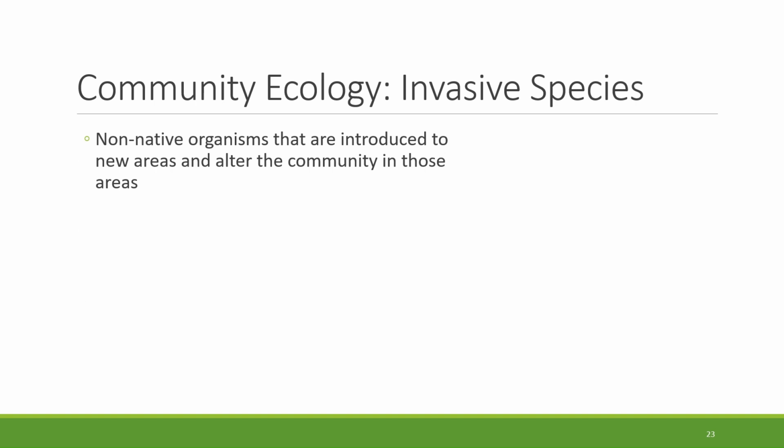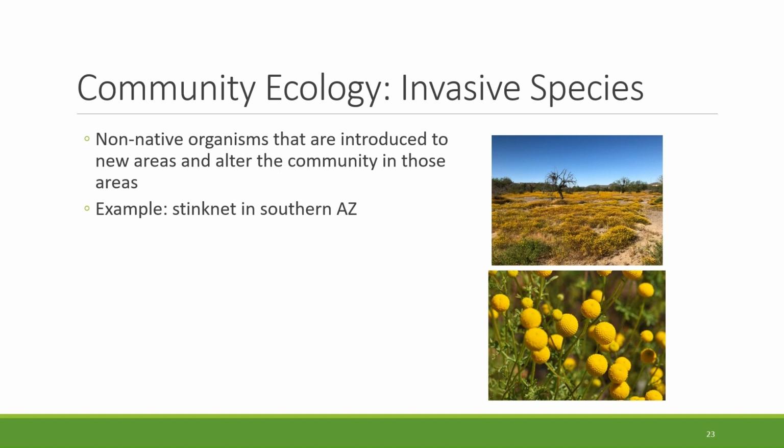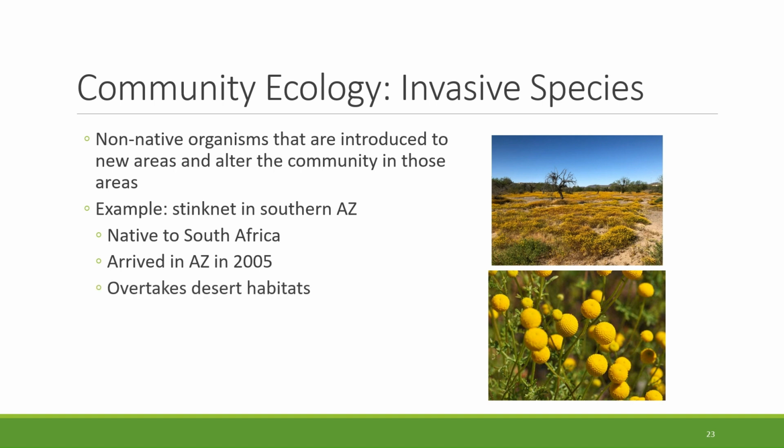One example of an invasive species that you may have noticed very prominently in recent years in southern Arizona is a plant called stinknet, also known as globe chamomile. So this plant is native to South Africa, and it was first documented in Arizona in 2005. Since then, it has spread extensively throughout both Pinal County and Maricopa County. And stinknet overtakes desert habitats, as you can see in the upper photo here, and it competes with the native desert plants for water and for space, which of course reduces the survival ability of those native plants.